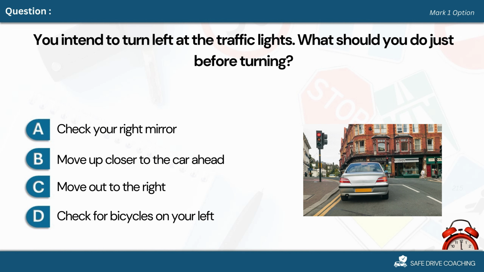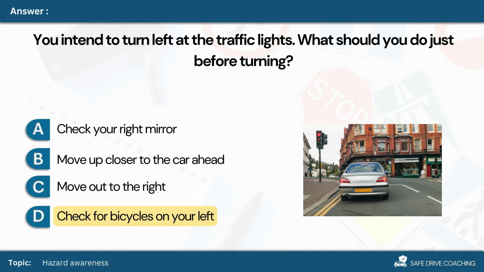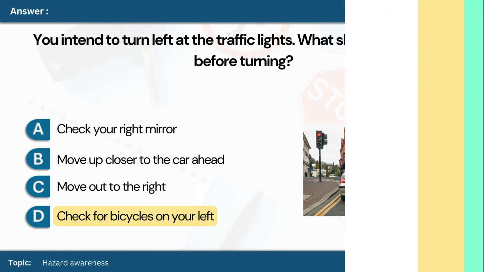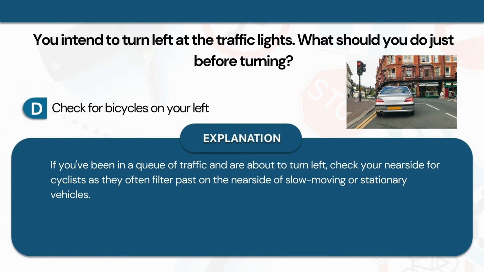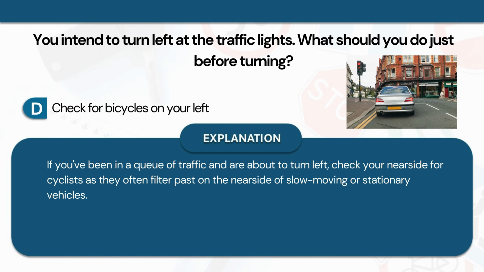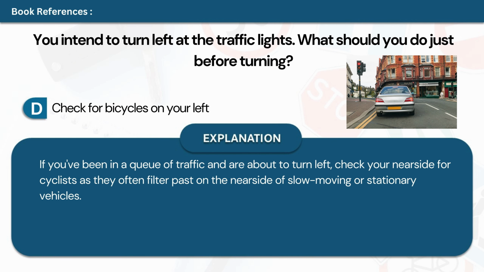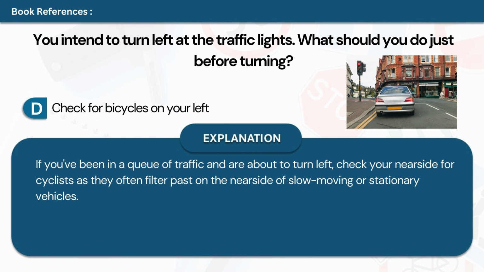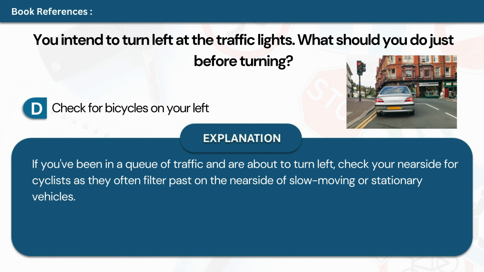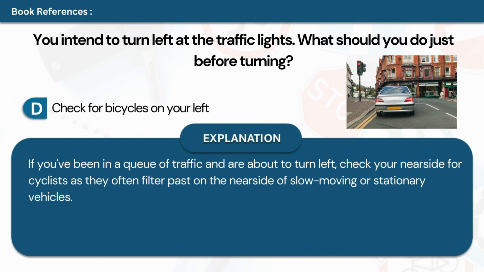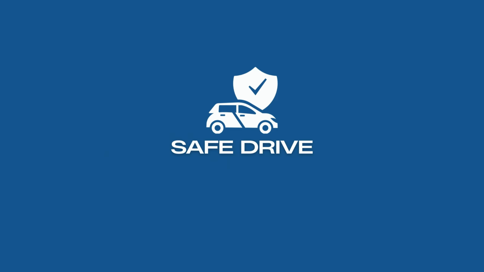The correct answer is D. Check for bicycles on your left. If you've been in a queue of traffic and are about to turn left, check your near side for cyclists, as they often filter past on the near side of slow-moving or stationary vehicles.